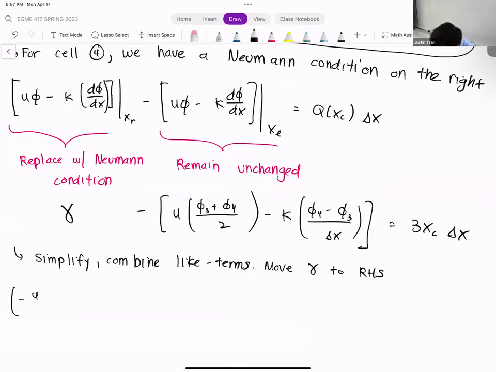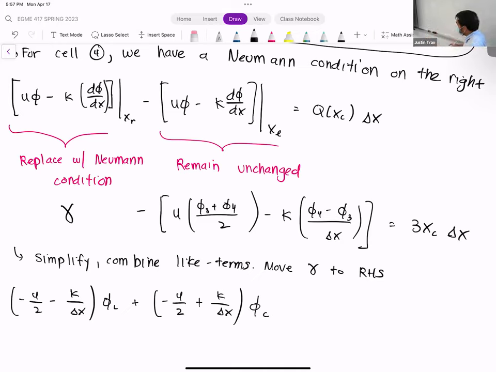So we have minus u divided by 2 minus k over delta x, times phi sub l, plus minus u divided by 2 plus k divided by delta x, times phi sub c, where phi sub c in this case is phi 4 and phi sub l in this case is phi 3. This is equal to q, I guess we can just plug in 3 x sub c delta x minus gamma.